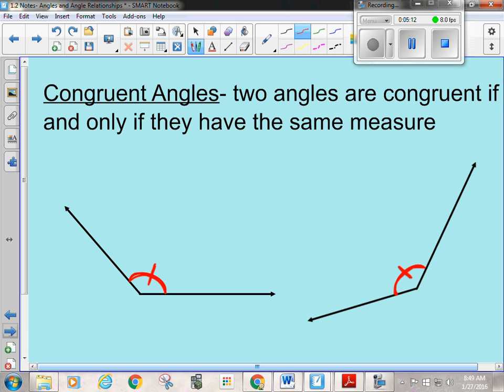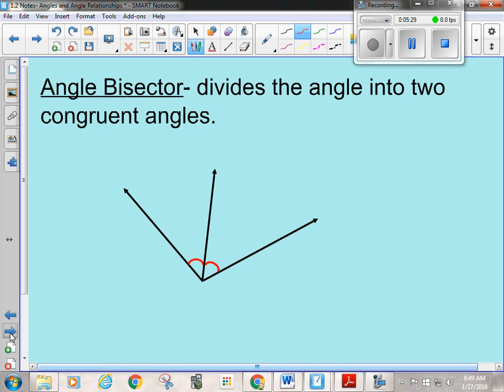That's one way, or sometimes you'll see in other textbooks or worksheets that if we're looking at multiple angles, they might have two lines to mark congruency in both of them. So those are two different ways that we can look at marking congruent angles. Congruent angles can be formed by an angle bisector. An angle bisector divides an angle into two congruent angles.